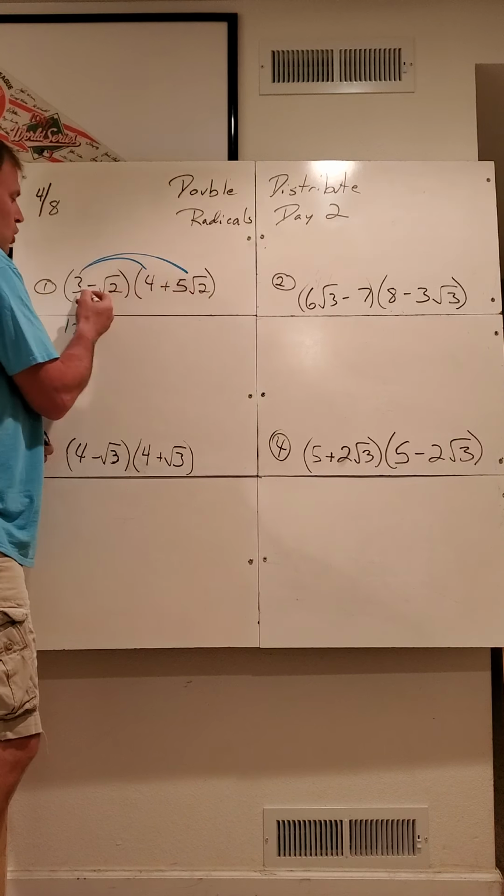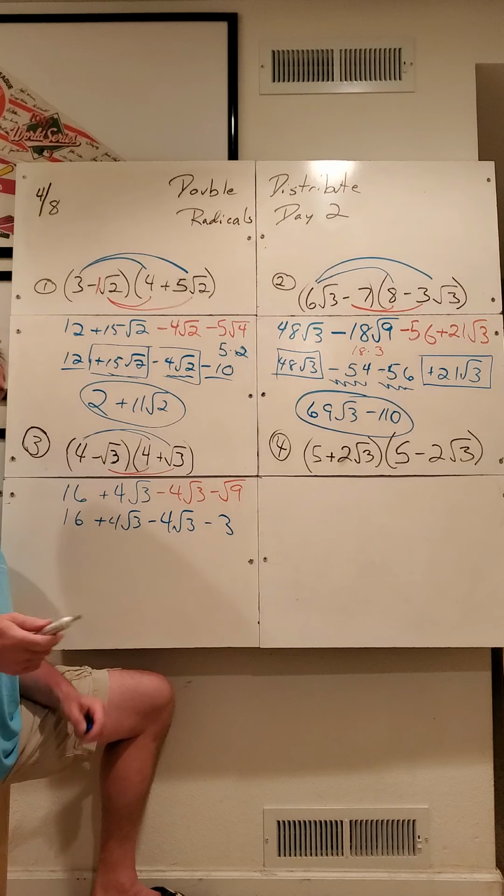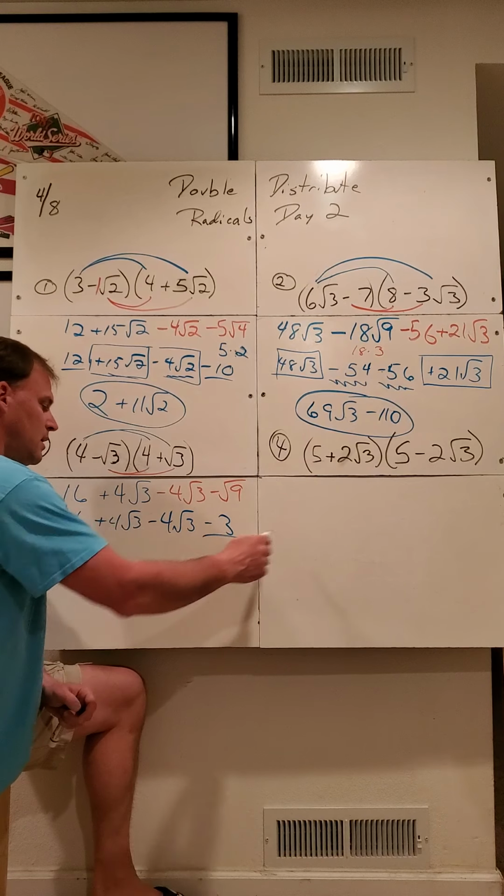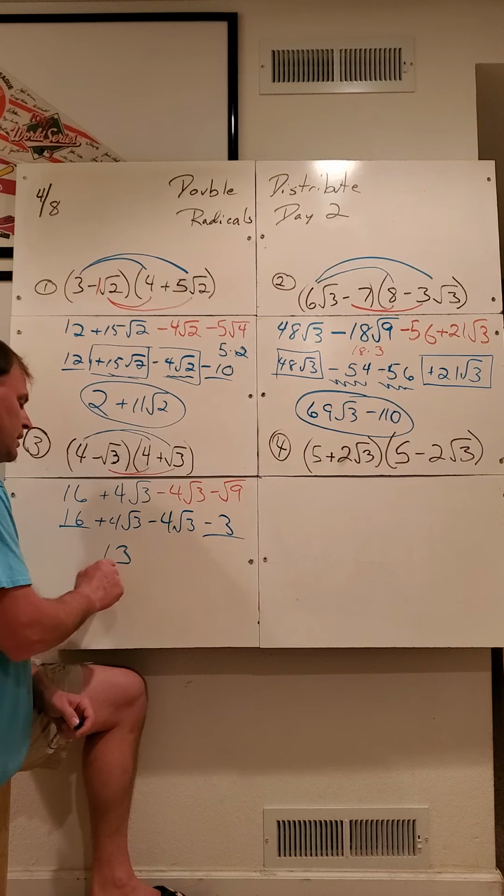Here we go. Simplify your radicals. No radical, root 3, square root of 9. Square root of 9 is 3. Very good. So I simplify my radicals first. Square root of 9 is 3. Combine like terms. 16 minus 3 is 13.